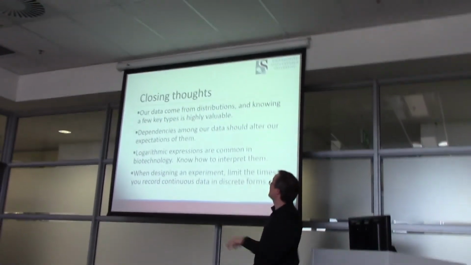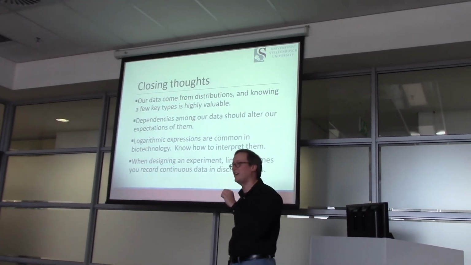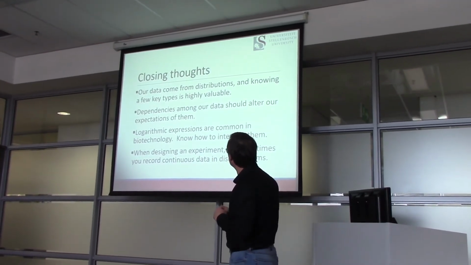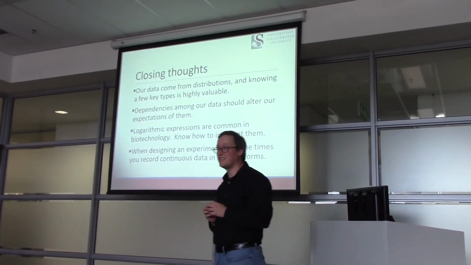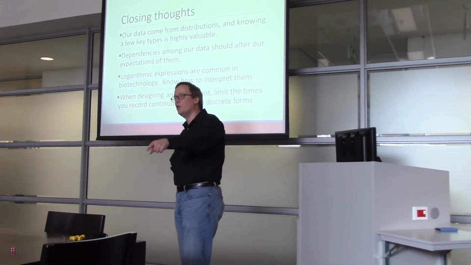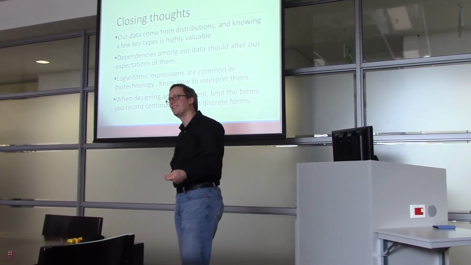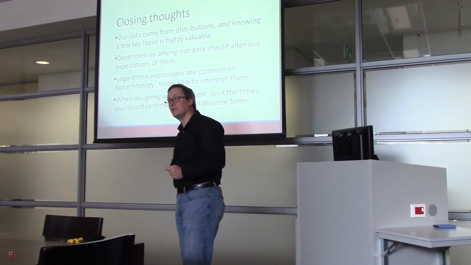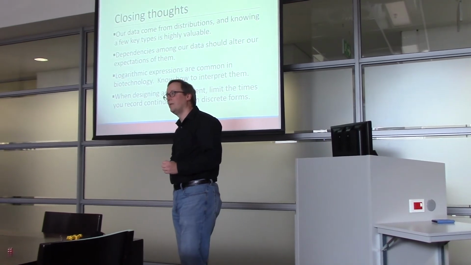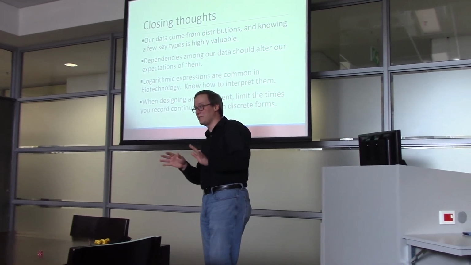All right, that brings me to my closing thoughts. Our data come from distributions. Knowing a few of those key types is highly valuable to not making mistakes when you want to do statistics downstream. Dependencies among our data should alter our expectations of them. If my dice know what has been rolled before, if that impacts how they're going to fall the next time, that's kind of a strange thing. In biology, that happens frequently. So you can't assume that time point 4 for your patients is independent of time point 3 for those same patients. Do you see what I'm saying?